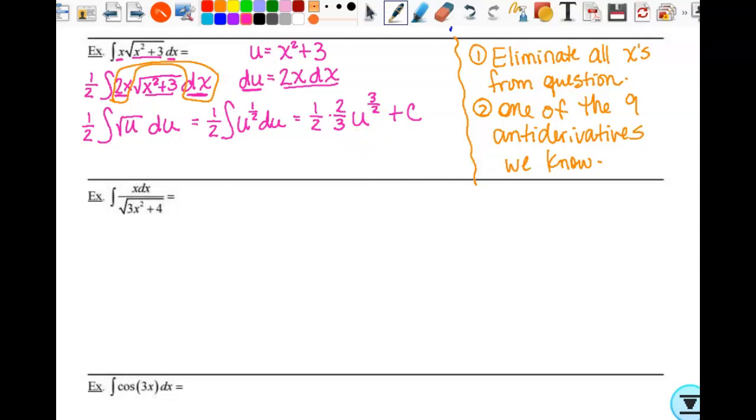Would it be wrong if I use a different variable? 99% yes, because it's literally called u-substitution. It's not something where you can use your own thing. That's a great question for Miss Bruce tomorrow. Why would you want to use your own variable?